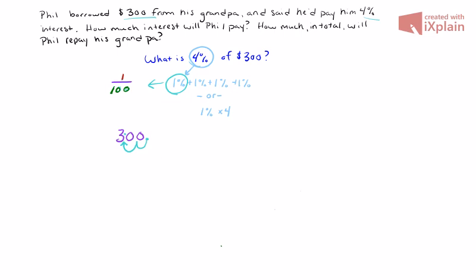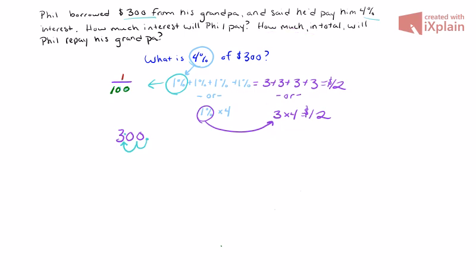So I'm pretty much done at this point. I can say that's going to be 3 plus 3 plus 3 plus 3. Or I can say 3, again meaning 1% of $300 is 3, times 4. In either case, I do get $12. So we know that Phil is going to pay his grandfather $12 in interest, so that answers the first question.